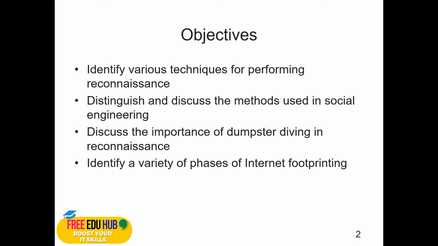Chapter number 2, objectives: identify various techniques for performing reconnaissance. If we try to recall what we covered in our previous lecture, reconnaissance falls into two major categories, active reconnaissance and passive reconnaissance. Now they are further divided into certain categories because there is not only one way to gather the information. We covered dumpster diving, then war driving, and then collecting all that information from social media and so on.